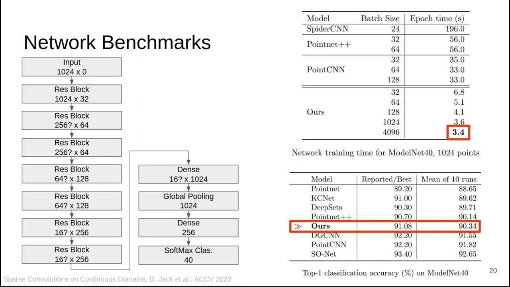Our implementation was almost an order of magnitude faster than the fastest publicly available implementation considered, and was able to run with batches with many millions of points before running out of memory on an 11 gigabyte GPU.